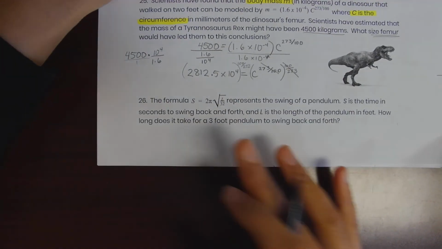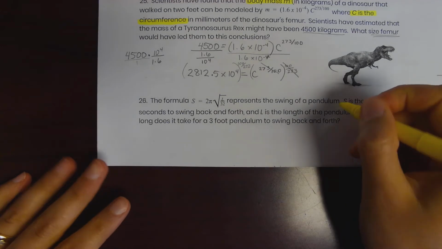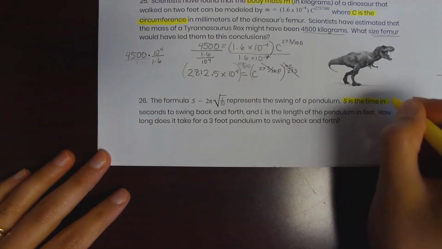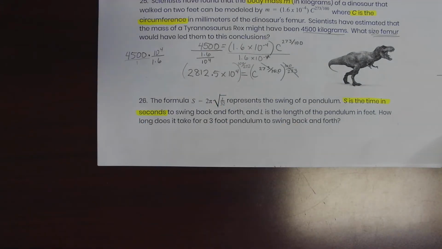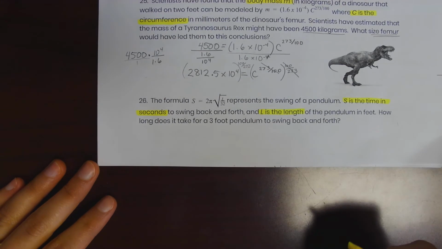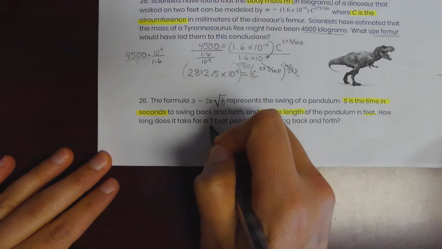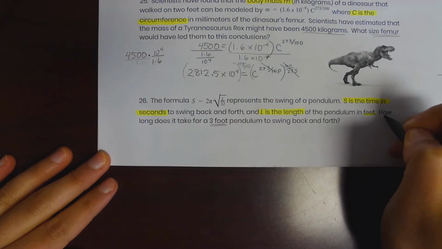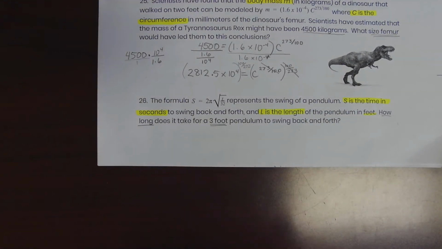Last one. The formula S equals 2 pi square root of L over 32. S is the time in seconds to swing back and forth on a pendulum, and L is the length of the pendulum in feet. How long does it take for a 3-foot pendulum? So we're given the number of feet, and we're asking how long. So that would be the time in seconds. That's what we're trying to find.